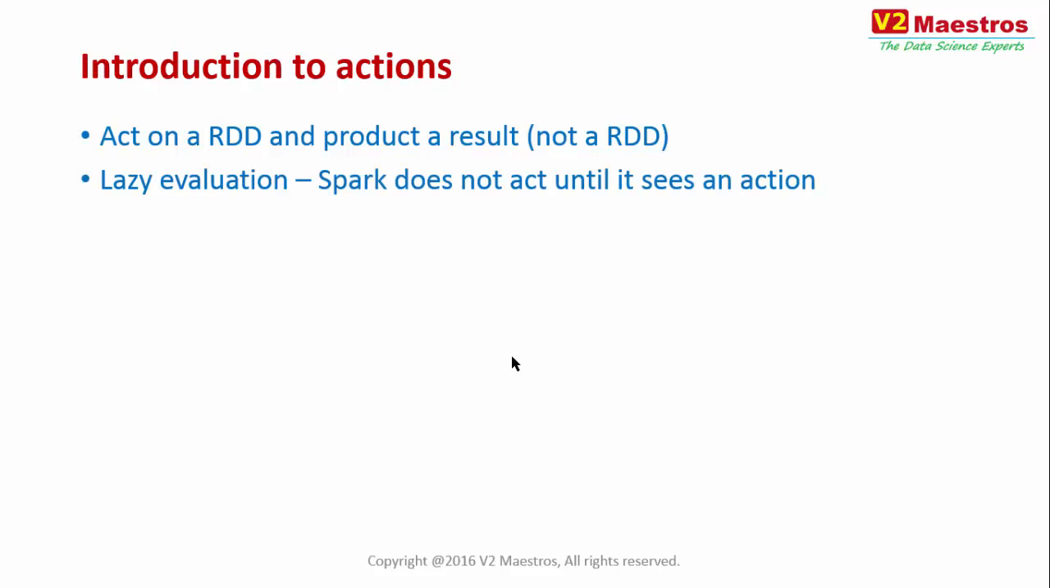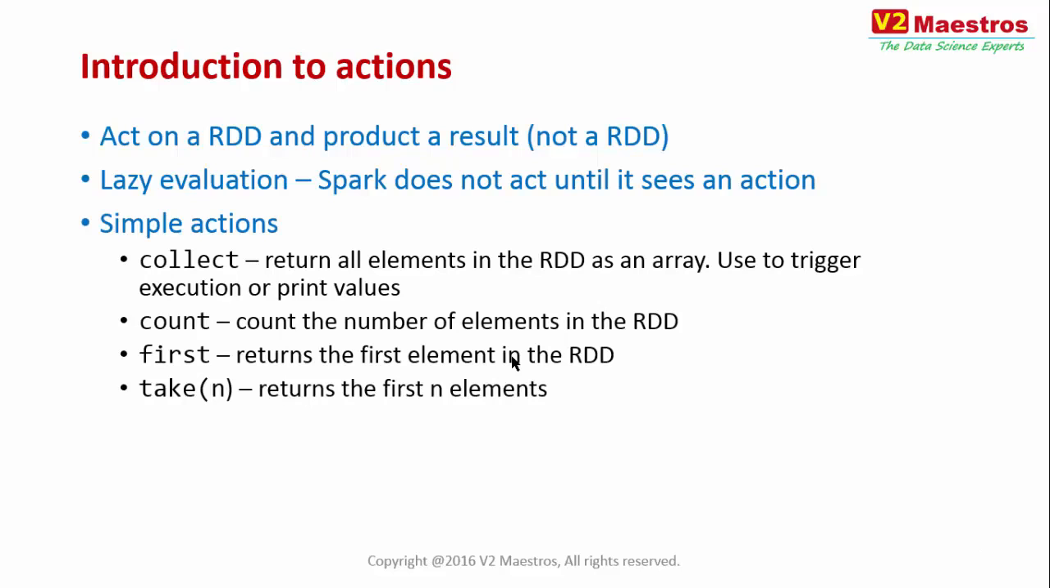It uses lazy evaluation, so Spark does not act upon an RDD unless it sees an action put on it. So if a Spark RDD is created and some transformations are done on that RDD, those are not executed unless an action is executed finally, which is when Spark goes and executes the remainder of the earlier transformations.